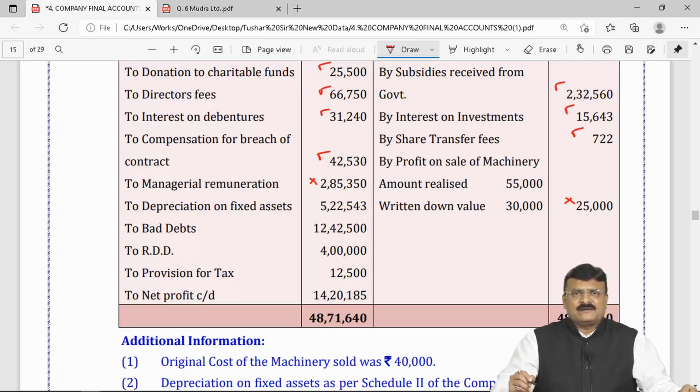Depreciation on fixed asset will be acceptable only if it is as per Schedule 2, Section 123, pending. Bad debts, yes. RDD, no. Reserve for doubtful debts. Provision for taxation, no. Net profit is of no use to you.